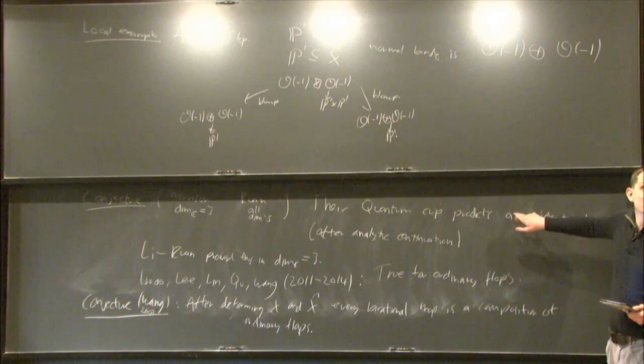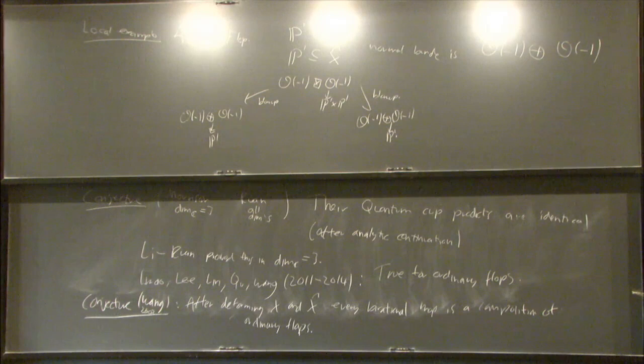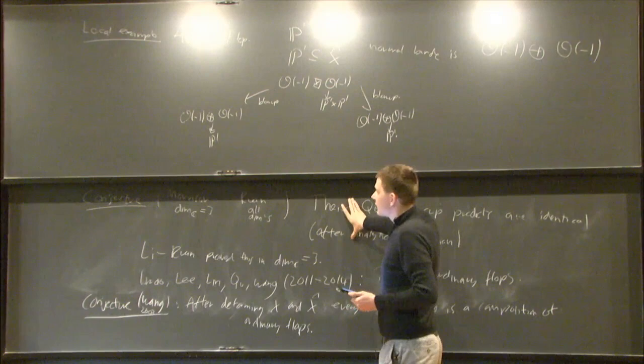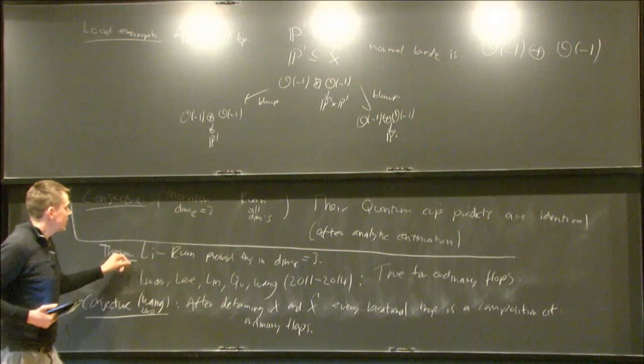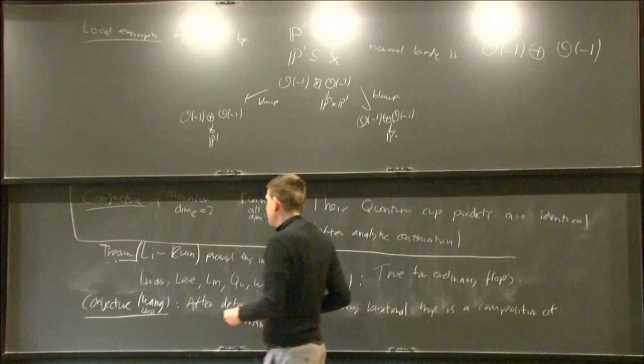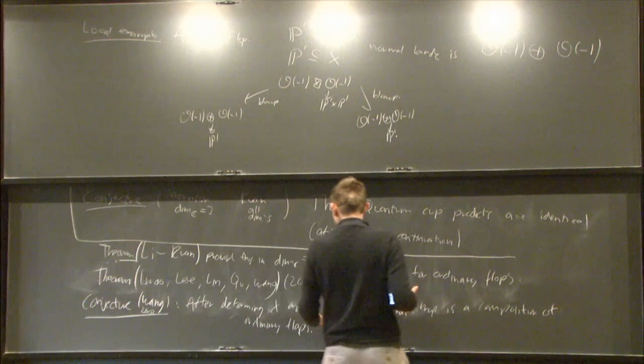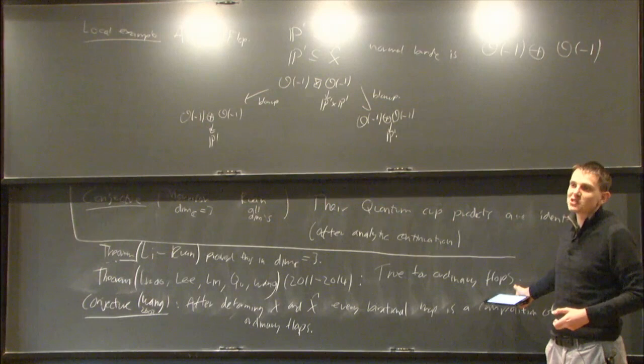Is everything up there a conjecture? So this is a conjecture. Okay. Let's see. This is a conjecture. And then this is a theorem by Li and Ruan. It says this conjecture is true in dimension 3. And this is a theorem by this bunch of people. And they say it's true if your birational transform is a composition of specific birational transforms called ordinary flops.